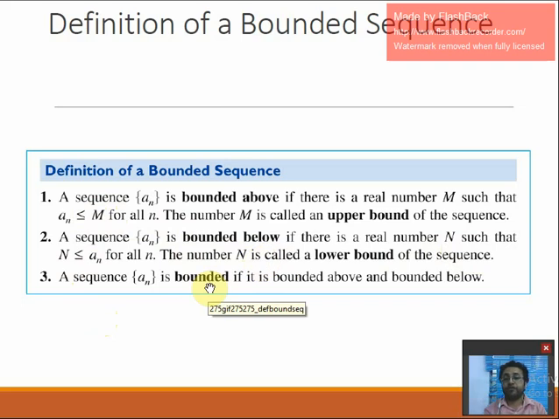Now, if for a sequence a_n both lower and upper bounds exist, then only we say the sequence is a bounded sequence. So, when I say it is bounded, it is bounded both above and below. If it is only bounded below and not bounded above, then we cannot say it is a bounded sequence. So, to be a bounded sequence, it must be bounded below and bounded above.